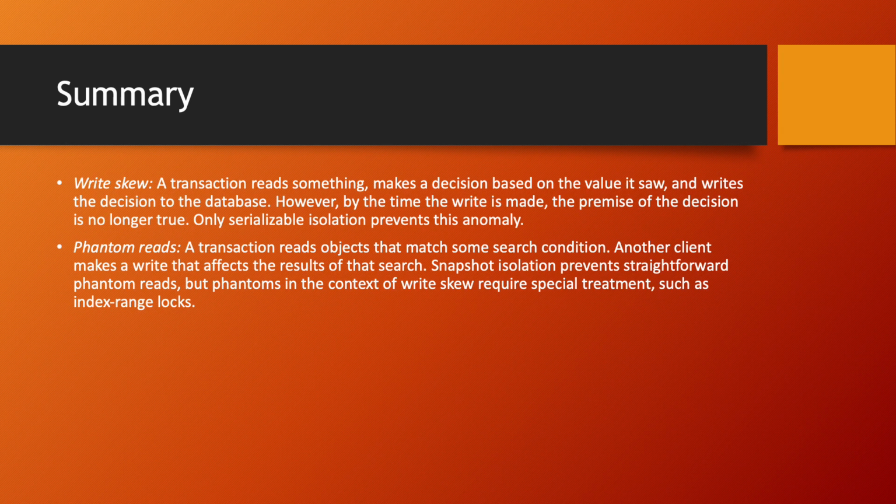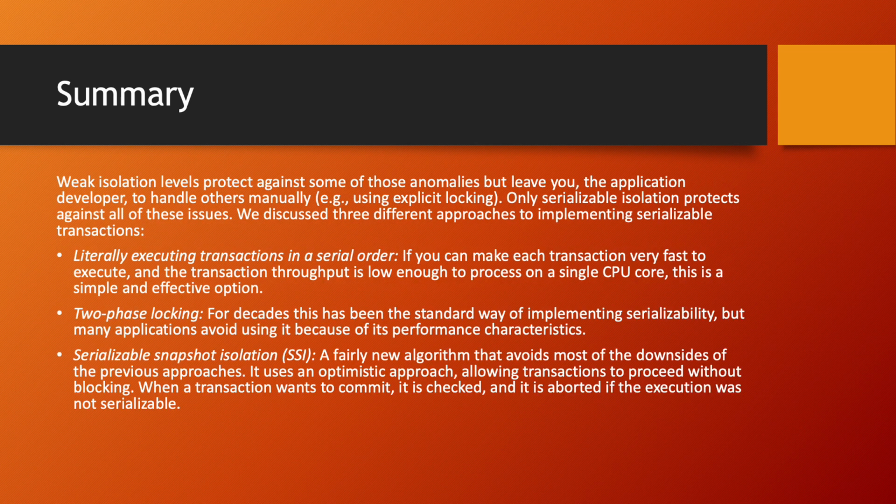Write skew: a transaction reads something, makes a decision based on the value it saw, and writes the decision to the database. However, by the time the write is made, the premise of the decision is no longer true. Only serializable isolation prevents this anomaly. Phantom reads: a transaction reads objects that match some search condition, and another client makes a write that affects the results of that search. Snapshot isolation prevents straightforward phantom reads, but phantoms in the context of write skew require special treatment, such as index range locks. Weak isolation levels protect against some of those anomalies, but leave you, the application developer, to handle others manually, by using explicit locking.